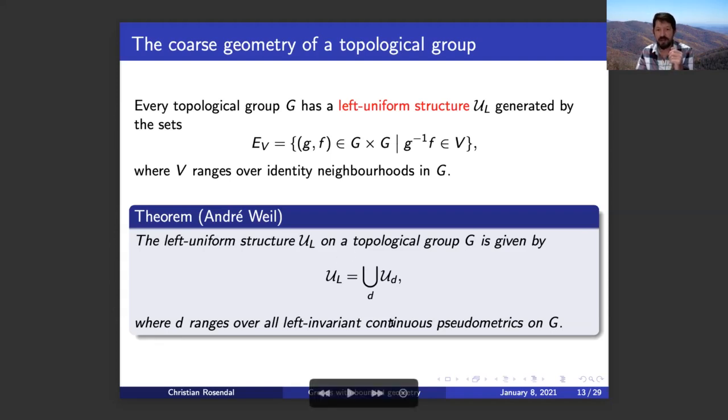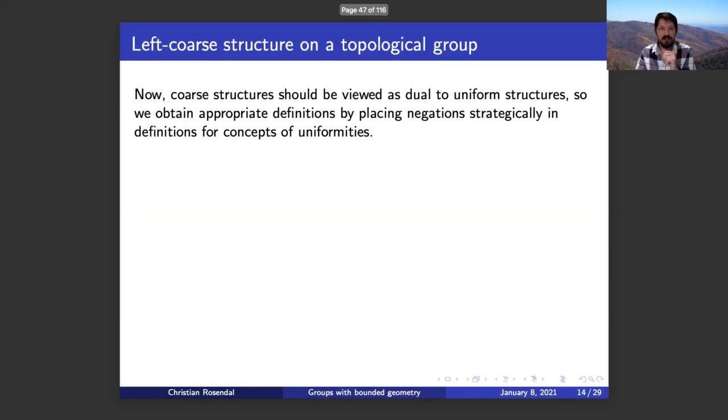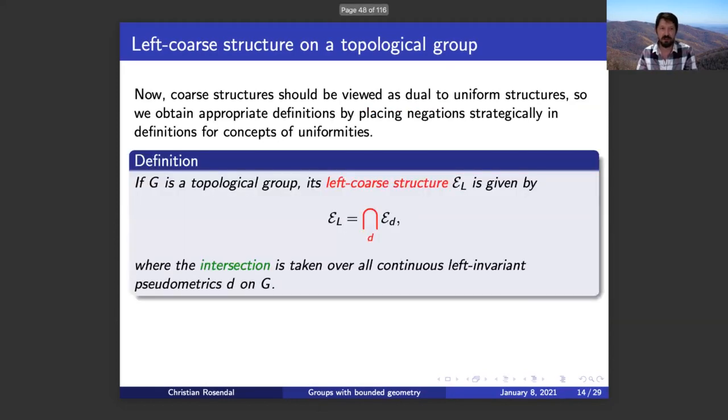Okay, given by left invariant continuous pseudometrics. Now, we'll take this theorem and dualize it. And if you dualize the theorem, you get the definition. If you dualize other things, then you should essentially just place negations strategically to get the good concept.